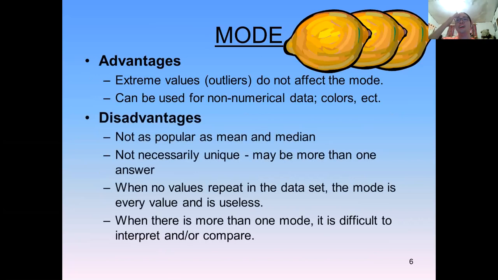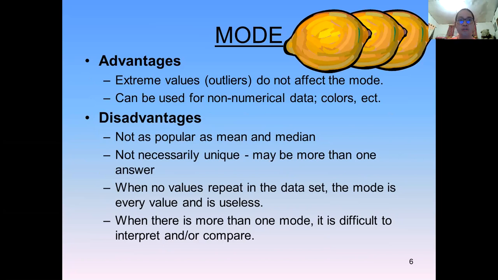Disadvantages. So listing all the disadvantages for using the mode. It is not as popular as the mean and median, of course. Not necessarily unique. Maybe more than one answer. Remember, we have bimodal, trimodal, or even no mode at all. So that's why the mode is not necessarily unique. It may be more than one answer. That's one of its disadvantages.